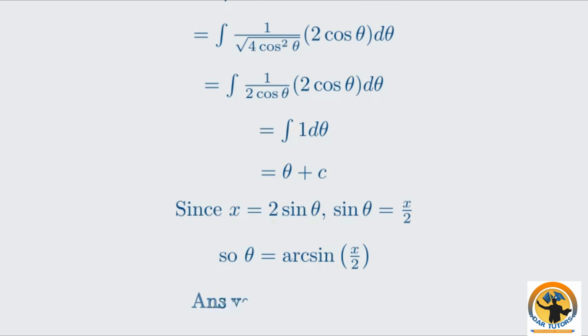To convert back to x, we use our substitution x equals 2 sine theta, which means sine theta equals x over 2. Therefore, theta is the arcsine of x over 2. Our final answer is arcsine of x over 2 plus c. Here is our second practice question. Again, feel free to pause and try it yourself.